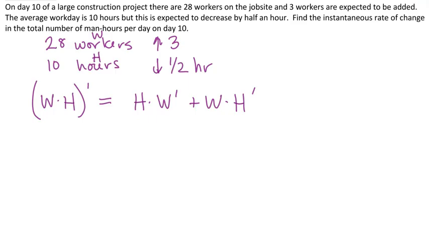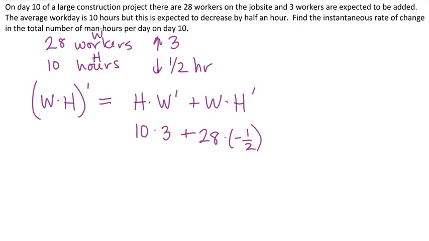Okay, so I said that H was the number of hours, so we're currently at 10 hours, and W prime is the rate at which the number of workers is changing, and it's supposed to increase by 3 workers. Currently have 28 workers, and we're supposed to multiply that by the rate of change in hours. So we're expecting the number of hours per worker to decrease by 1/2.